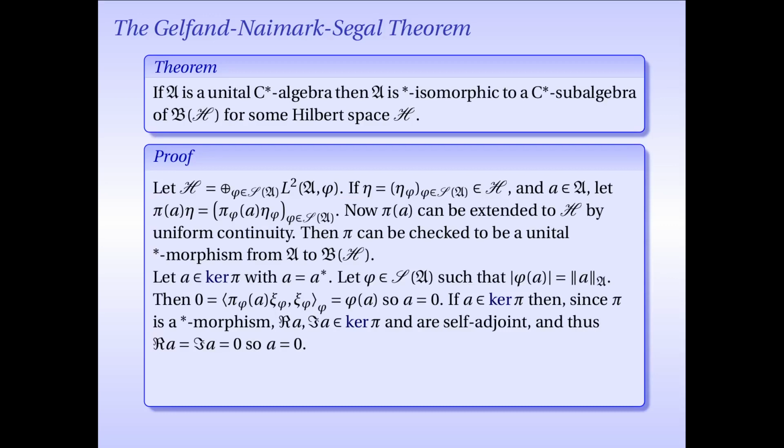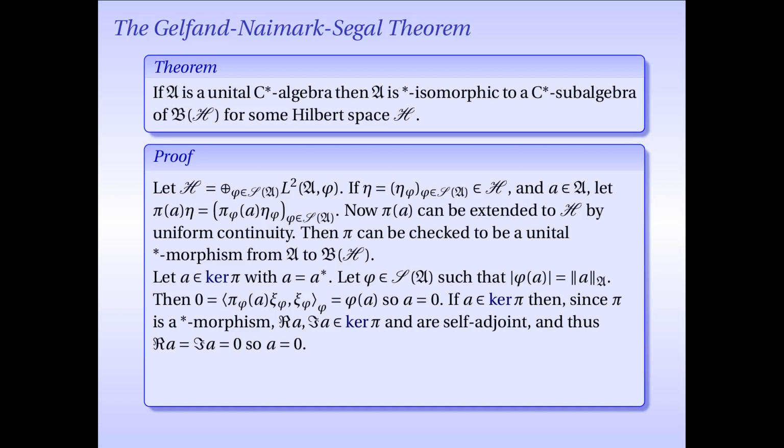The really important part now that we are left to prove is that this pi is injective. Because if it is injective, as an injective star morphism, it is going to be isometric, and as an isometric map, it's going to take a complete object, namely the unital C-star algebra, to a complete object, which will also be easily checked to be a star algebra, and so it will be a C-star subalgebra of the bounded operators on the Hilbert space, and we'll be done. So how do we prove that pi is injective?